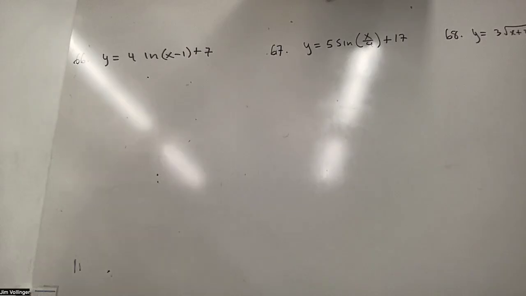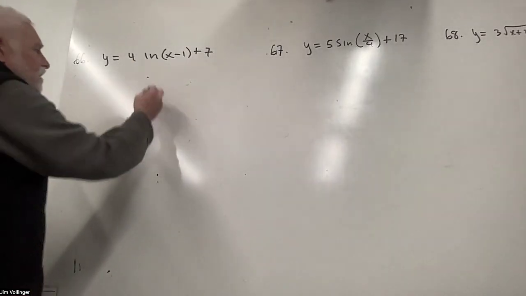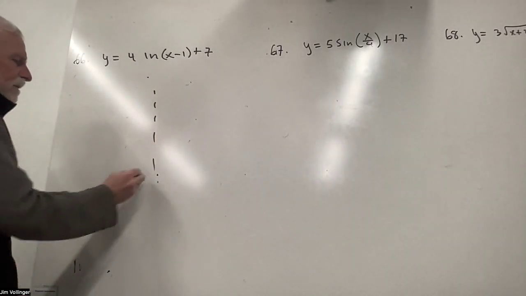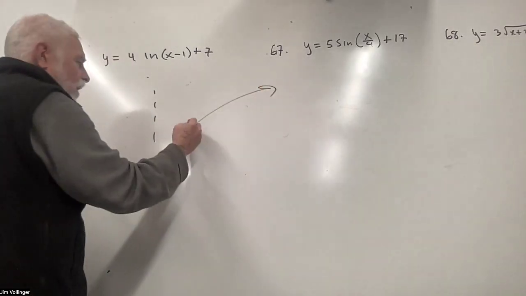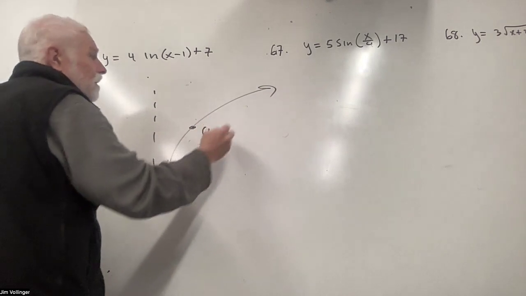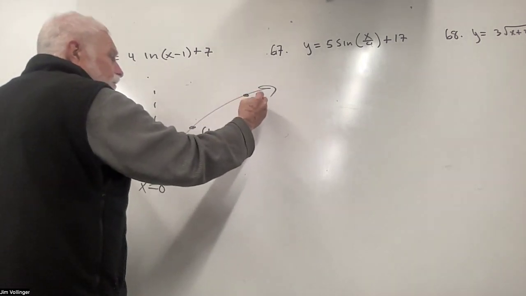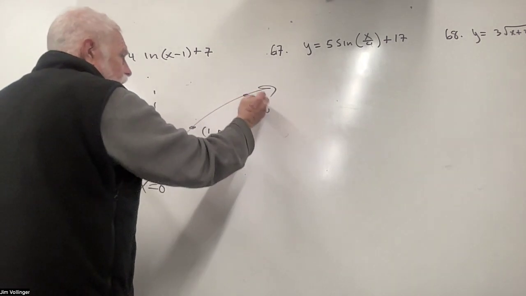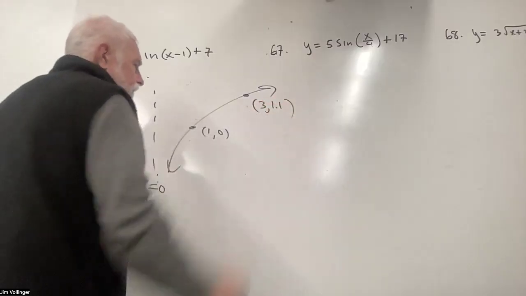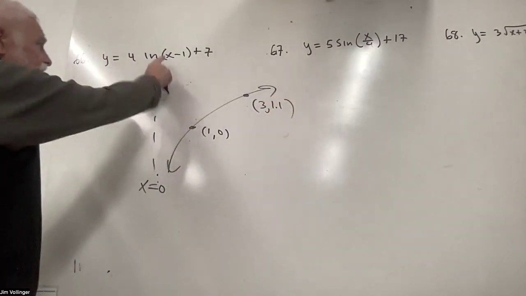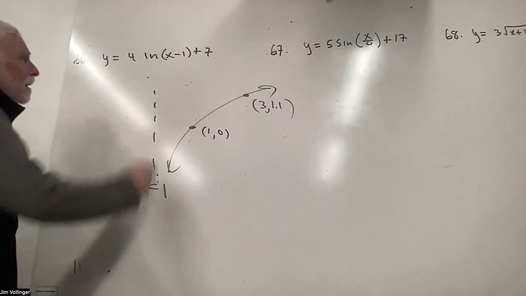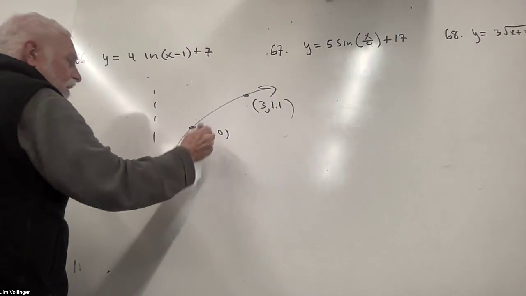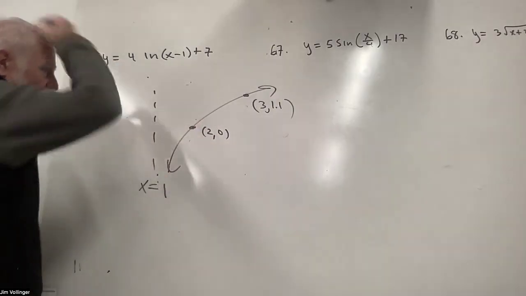All right, so the ln function, normally it's x equals 0. Normally it's the ln of 1, gets you 0. Normally it's the ln of 3, which gets us 1.1. Now I'm going to change those numbers. X minus 1, it's not 0 anymore. It's 1. I want a 1. I'm going to pick a 2.